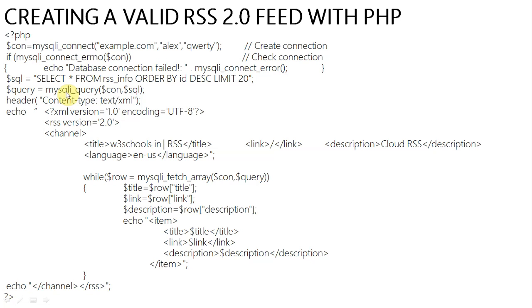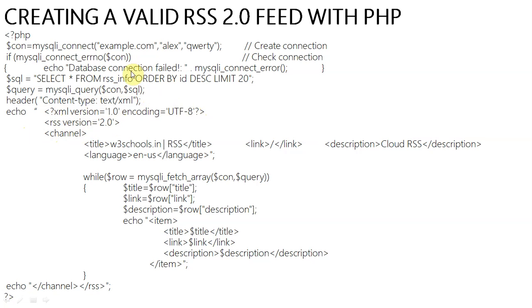After running this query, we set the header, content type text/html. We'll mention here header, and then we'll write an echo statement. Through echo we'll print the data which we have collected from this RSS info table. It will be converted into XML form. So echo, question mark, xml version 1.0, encoding.